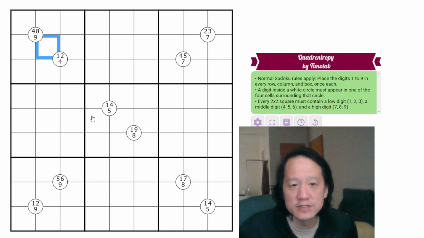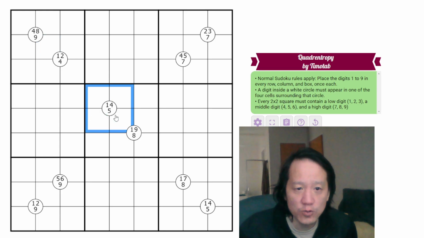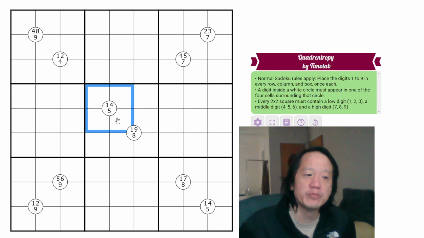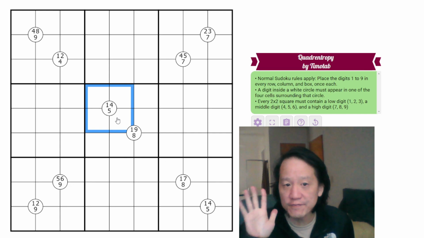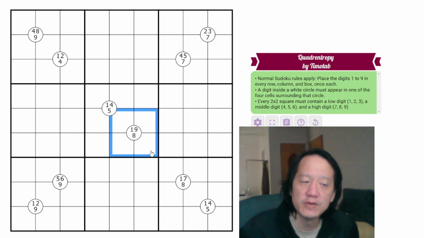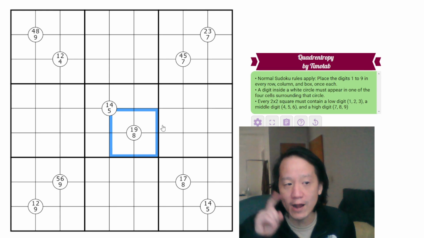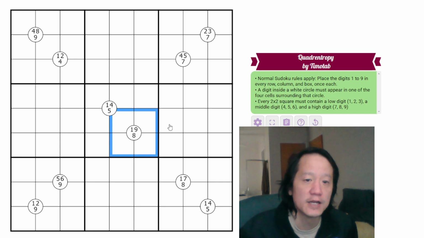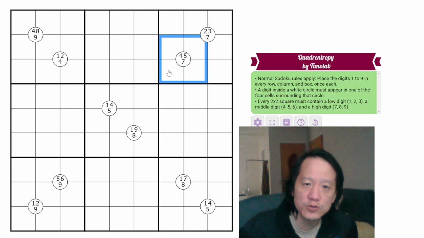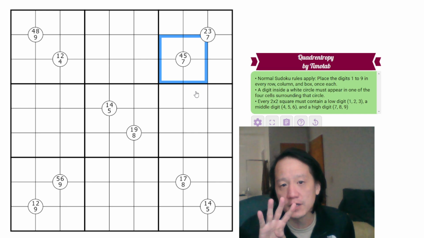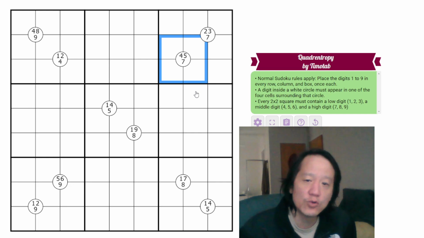Basically that means, for example, for this quad circle, in the four cells surrounding it there must appear a 1, a 4, and a 5. And around this quad circle, in one of the four cells around it, there must be a 1, an 8, and a 9. Similarly, this quad circle must have a 4, a 5, and a 7 in the four cells surrounding it. And that's how quad circles work.